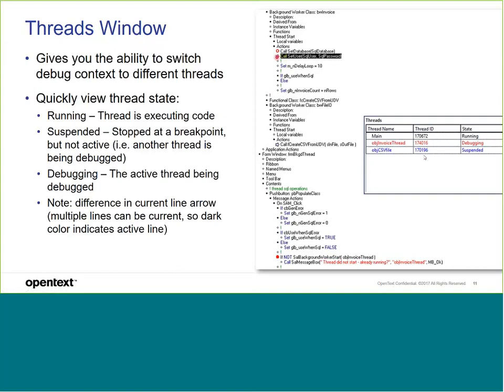The active one is this one here with the dark arrow, and this one is the suspended one, which is waiting to be activated by the debugger. You can use this window to switch the state of each of these threads, so you can walk through and debug all of the threads that are currently running.